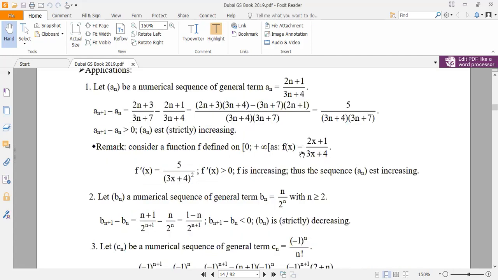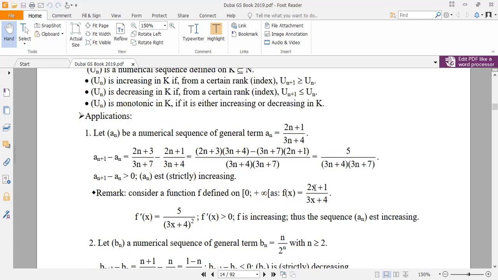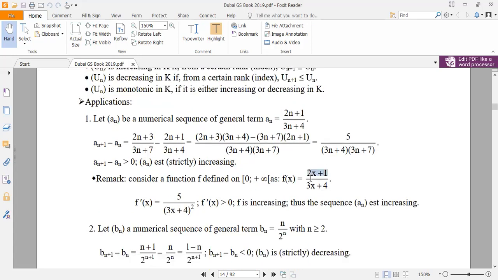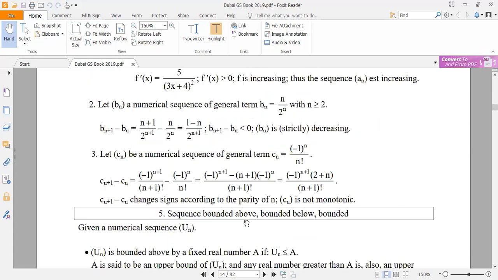Here we also talked about expressing this sequence as a function f of x. This function here, we can simply find its derivative. If its derivative is positive, then this function is increasing. If this representative function of the sequence is increasing, then the sequence itself is increasing. But sometimes finding the sign of the derivative is hard, so we have to know both methods: an plus 1 minus an and the derivative of f.